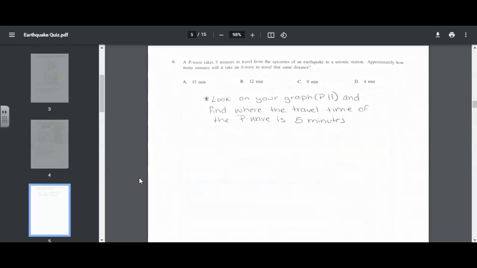Number 6, a P wave takes 5 minutes to travel from the epicenter of an earthquake to a seismic station. Approximately how many minutes will it take an S wave to travel that same distance? So look on your graph at page 11. Find where the travel time of the P wave is 5 minutes. Okay? How many minutes would it take an S wave to travel to that same distance?